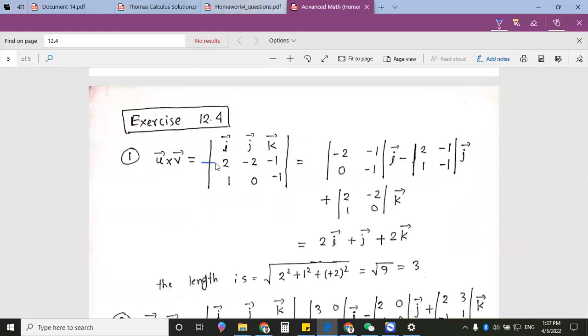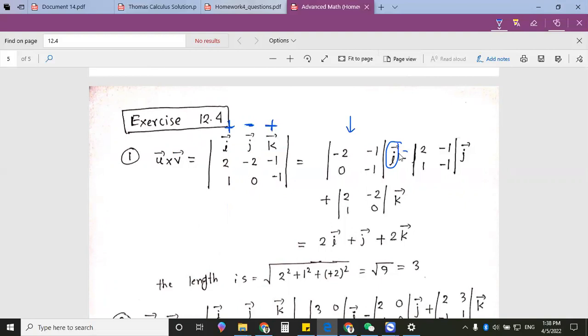You see here, I have written the u vector first, and I have written the coefficients of the v vector below. As we don't have j in the v vector, I have written 0 here. Now we have to expand this. For example, we are calculating this i, so we have to cancel the row of i and the column of i. Now we get minus 2, minus 1 and 0, minus 1. I have multiplied i at the last. You have to remember it this way: this will be plus, this will be minus, and this will be plus.